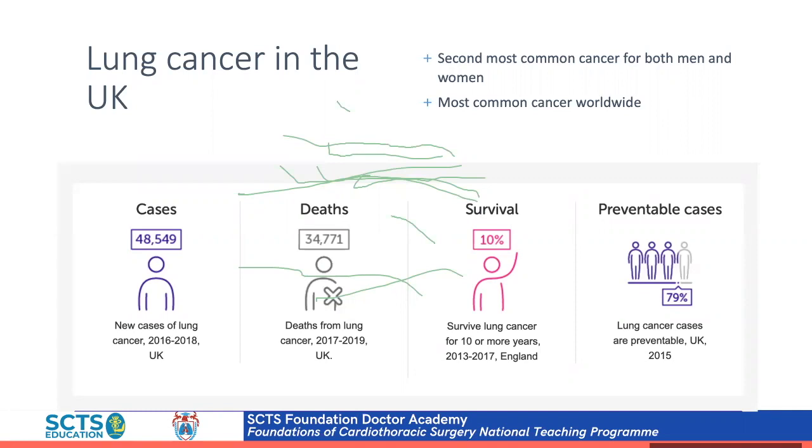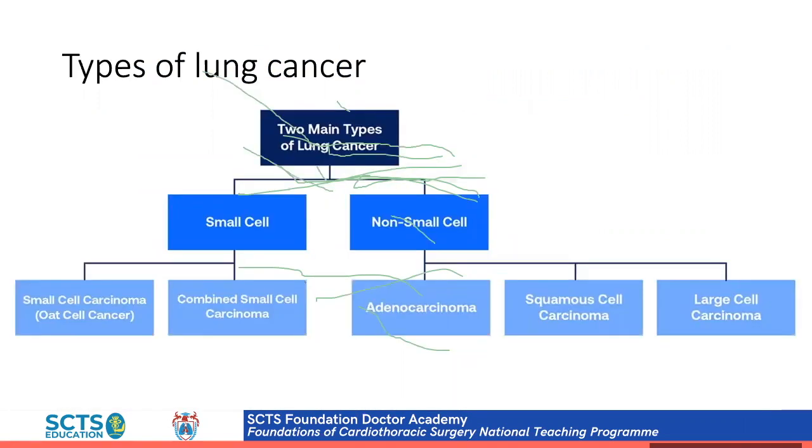As for the types of lung cancer, there are two types, the non-small cell and the small cell. The non-small cell lung cancer essentially is divided into three different groups: adenocarcinoma, squamous cell carcinoma, and large cell carcinoma. Whereas small cell, we'll see on a further slide, is slightly more complicated.